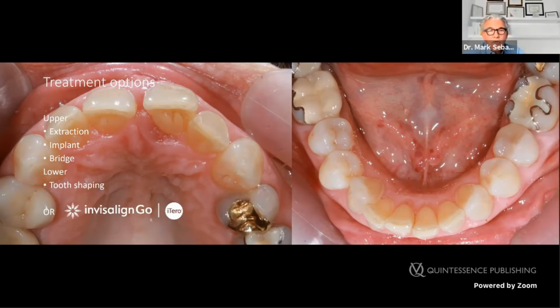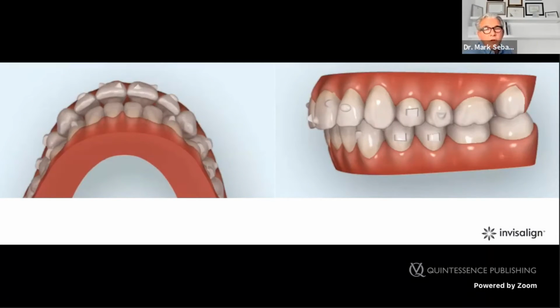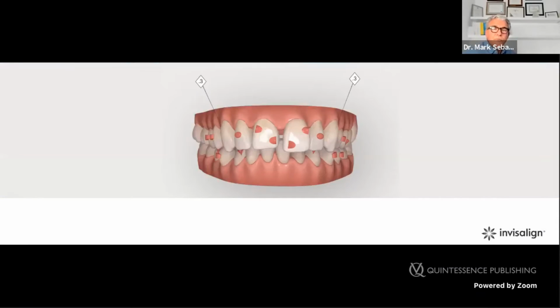So this is how we planned the case. How we're planning with the ClinCheck software to bring back the central and to intrude the lower front. And you here see different kinds of attachments. There are some for movements, some are for anchorage.